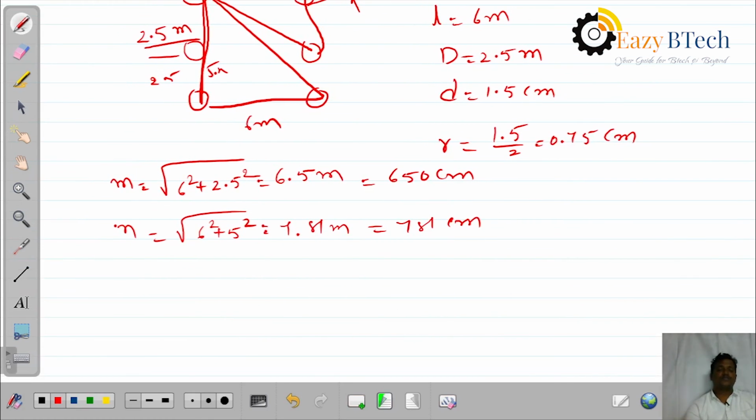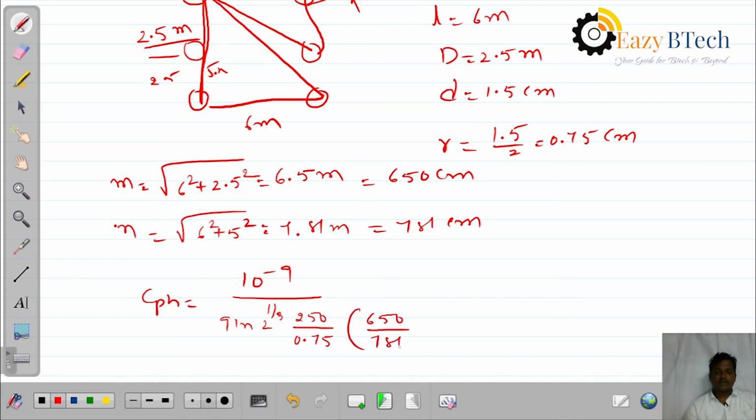So calculate the capacitance per phase. C phase equals 10 power minus 9 divided by 9 ln 2 power 1 by 3 d, D is 250, divided by R, 0.75, m is 650, n is 781, power 2 by 3 farad per meter. How much can you get? It is 0.01 microfarad per kilometer. You can calculate this one. If you take more digits, it is 0.0188 microfarad per kilometer.